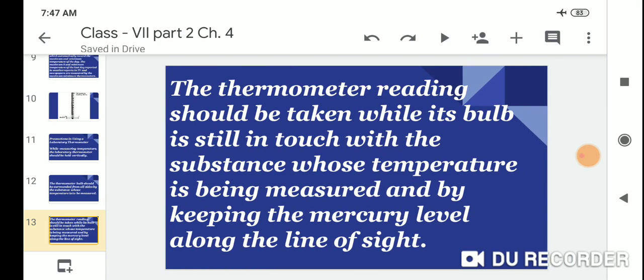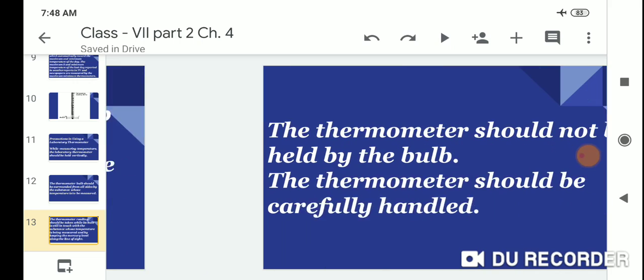The thermometer reading should be taken while its bulb is still in touch with the substance whose temperature is being measured, and by keeping the mercury level along the line of sight.